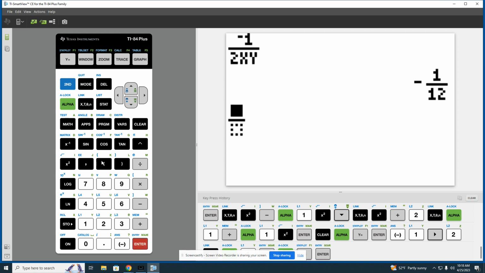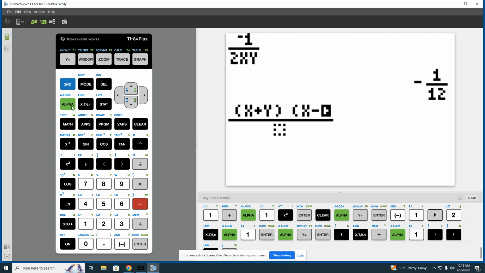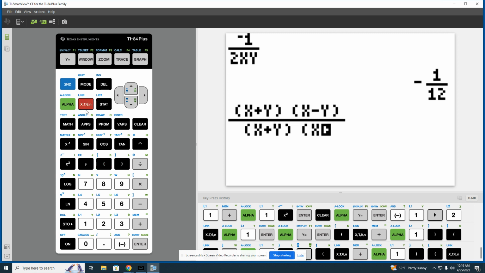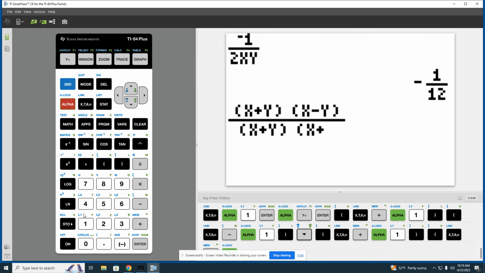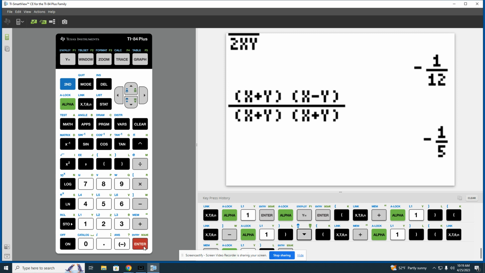Also a fraction. Let's do on the top x plus y times x minus y. And again, I know this is tedious, but is this hard work? No, you just got to be patient and try your best. On the bottom, we got x plus y times x plus y. I'm going to push equals. Does it equal the same goal value, -1/5? Then B is one of my choices.